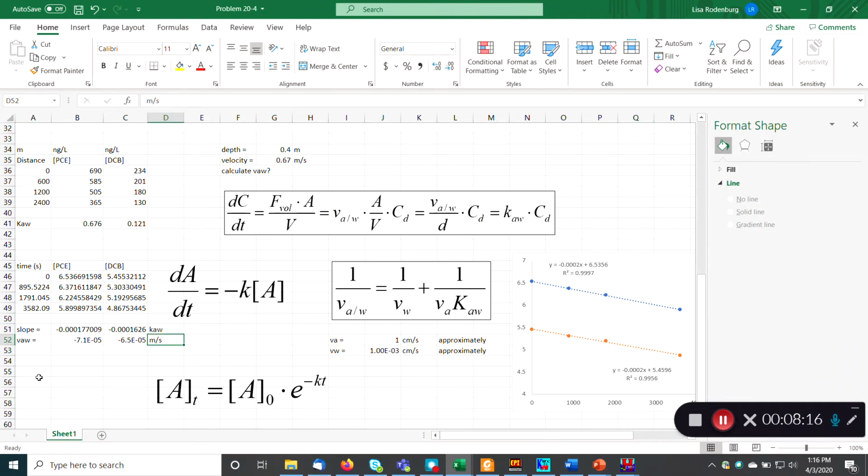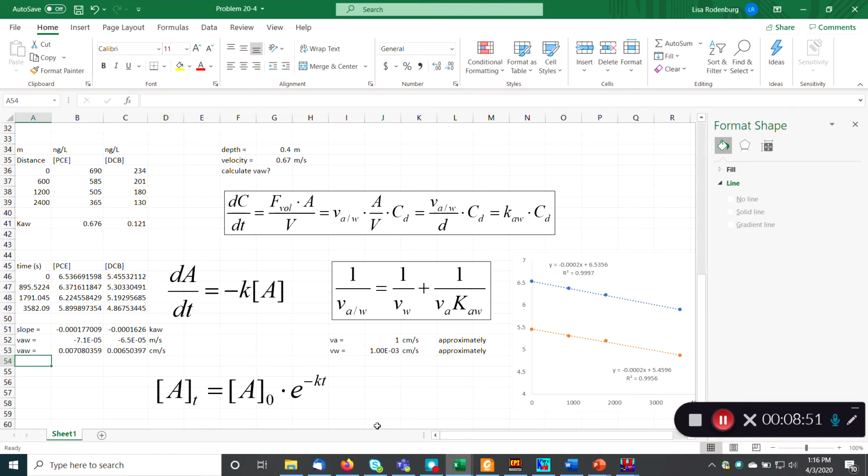And so it might be useful for us to just convert this to centimeters per second, just so we can have everything in the same units. So if this is meters and I want centimeters, I need to multiply this by 100. And I'm also going to change the sign here. Multiply this by 100. So there's our coefficients in centimeters per second.